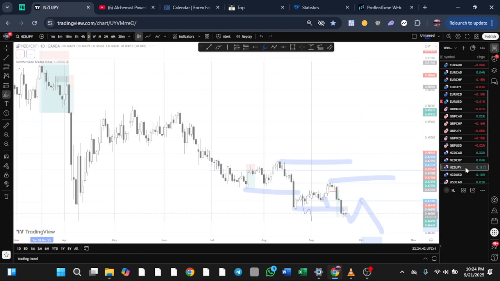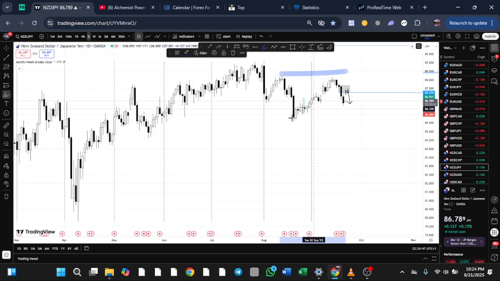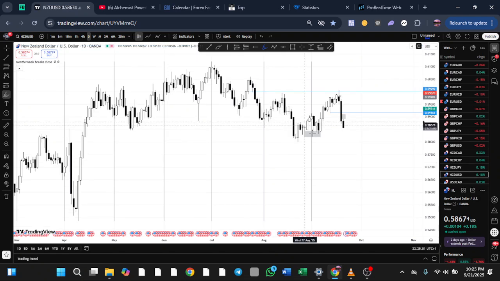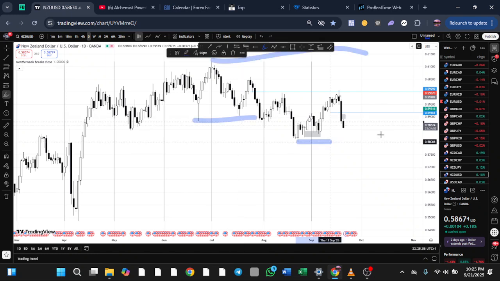NZD yen is bearish, so yen is potentially showing strength. We can short from there down, and let's just look at a few. This also, I'm looking at shorts. Why? Because this is our range. So if this is a potential lower low to create a lower high to create a lower low and continue the downtrend.